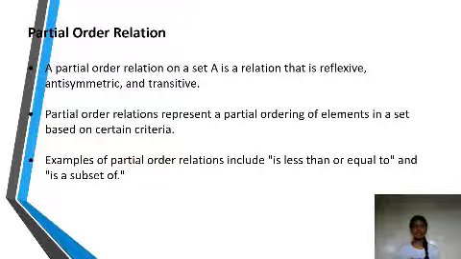The next one is partial order relation. A partial order relation on a set A is a relation that is reflexive, antisymmetric, and transitive. Partial order relations represent a partial ordering of elements in a set based on certain criteria. Examples of partial order relations include "is less than or equal to" and "is a subset of".